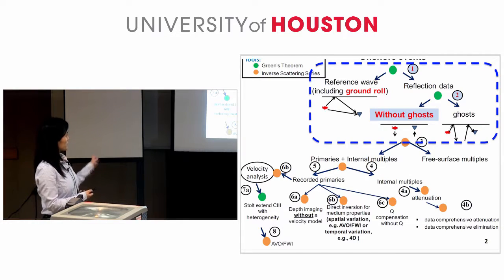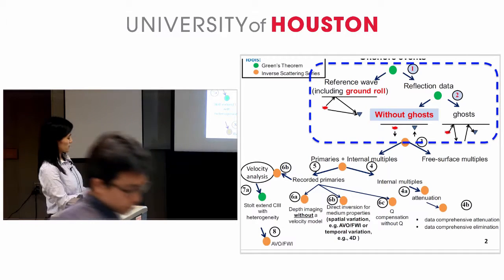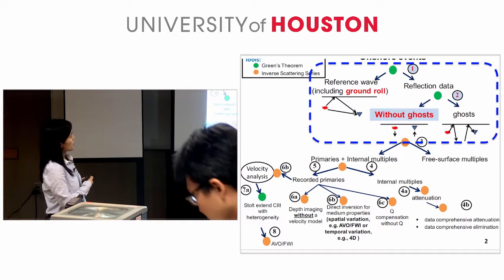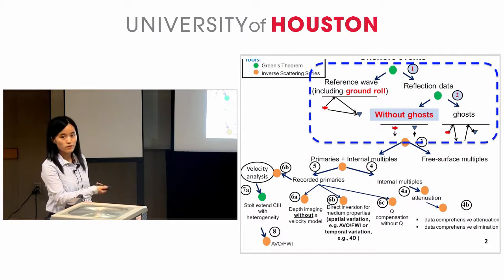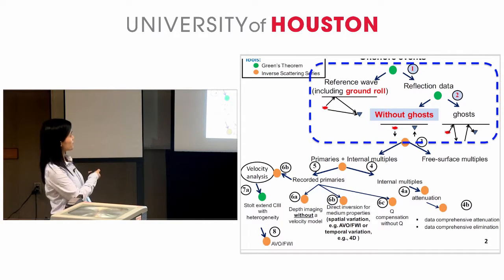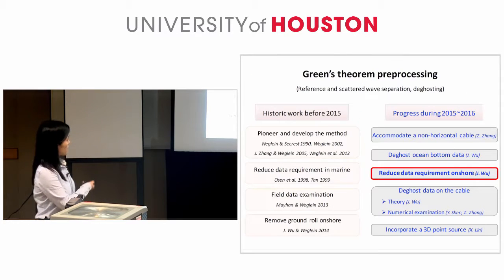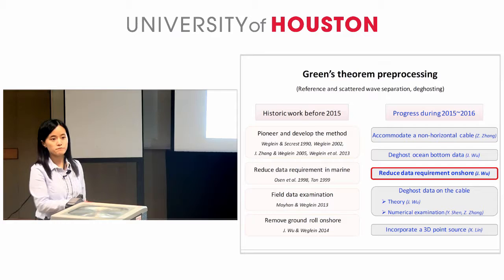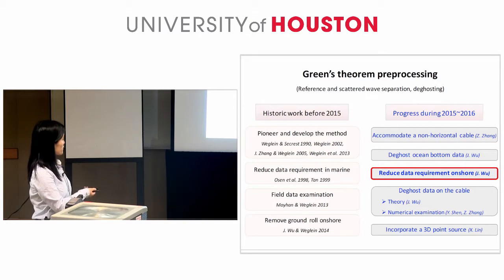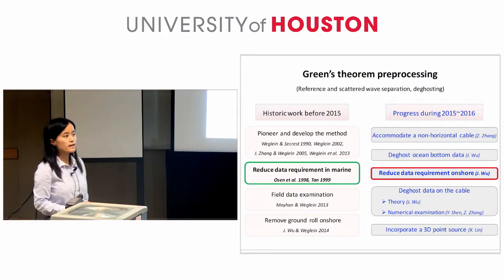This talk sits on the top part of this onshore processing tree, and the objective here is to obtain the reflection data without ghosts, without ground roll, in preparation for the subsequent processing. So among the advances and progress of this year, this talk is looking to reduce the data requirement for onshore wave separation.